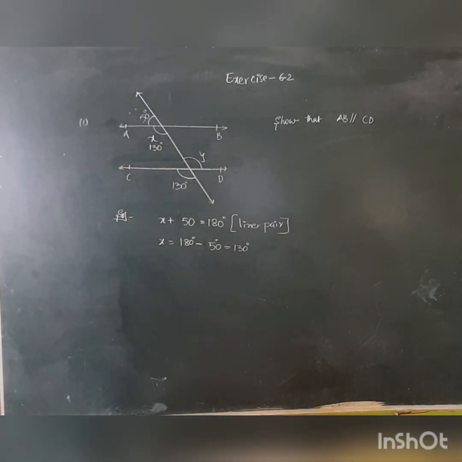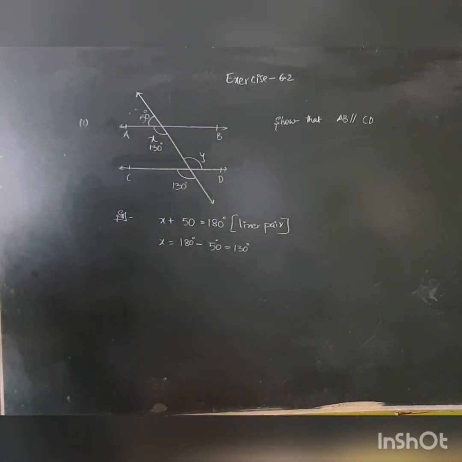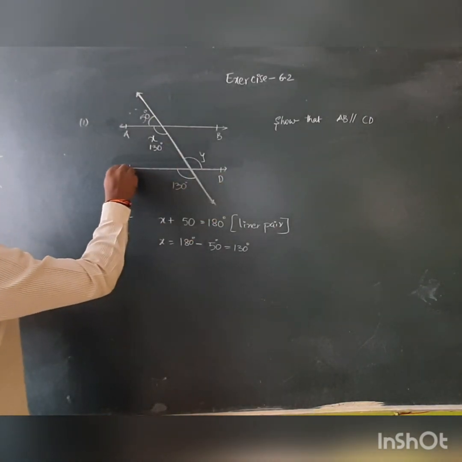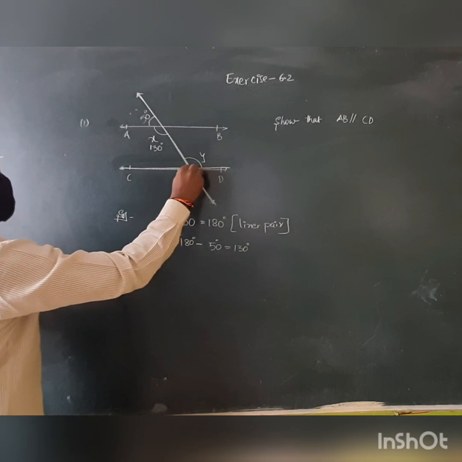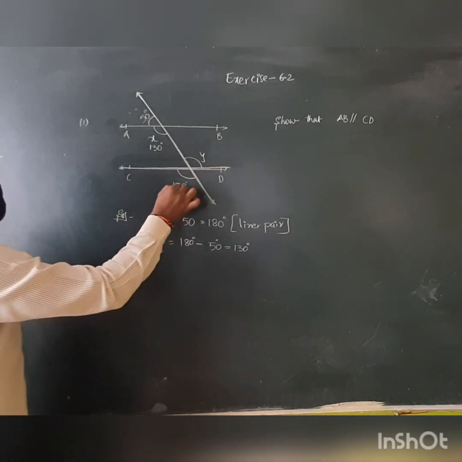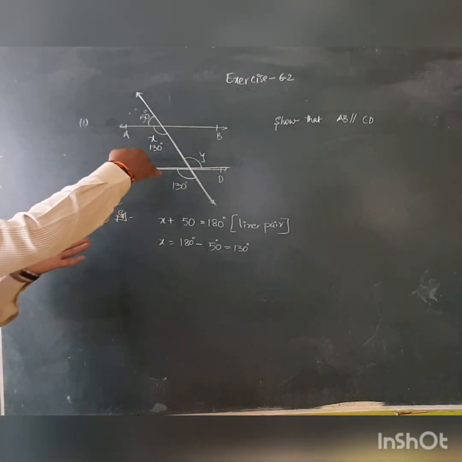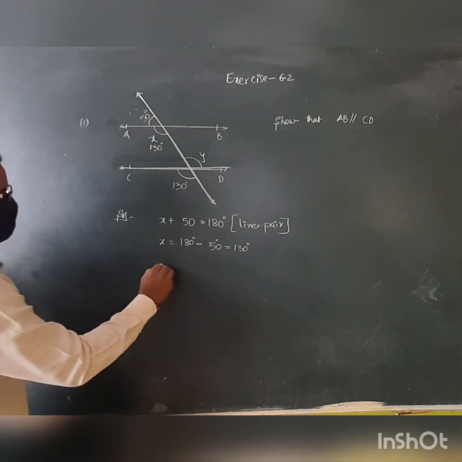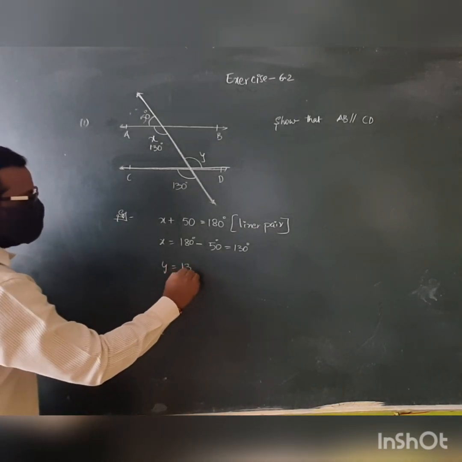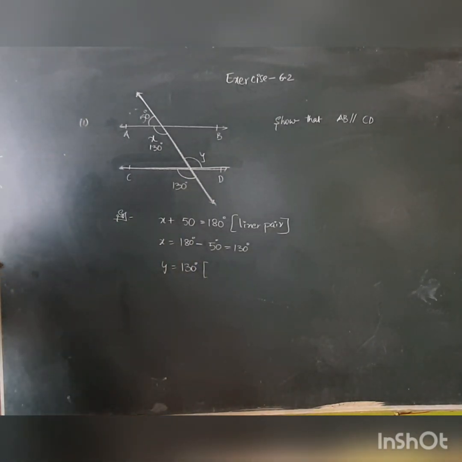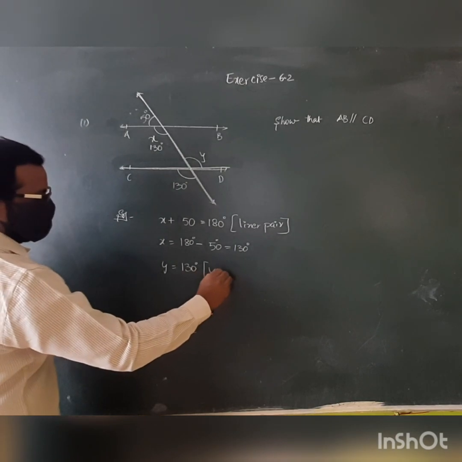Now let us find the y value. Again, if you see, this line and this line intersect at a point, and those two lines form some angles. Here y is one angle and 130 is one angle, and if you observe, those two angles are called vertically opposite angles. We know that vertically opposite angles are equal, so we use the vertically opposite angles property to find the y value.